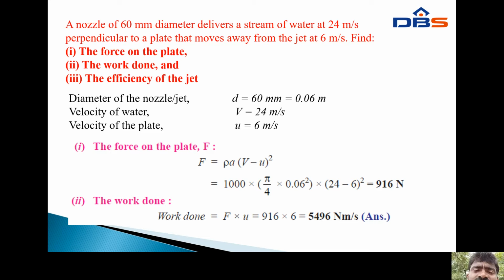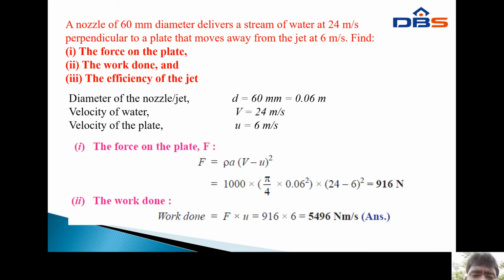The force exerted by the plate F equal to rho A (v minus u) whole square. Therefore, rho equal to the density of the water, 1000, that is the constant value. A equal to pi by 4 into d square, v value is 24, minus u value is 6. Therefore, the F value is 916 newtons.